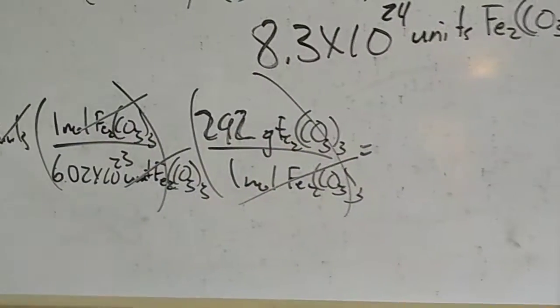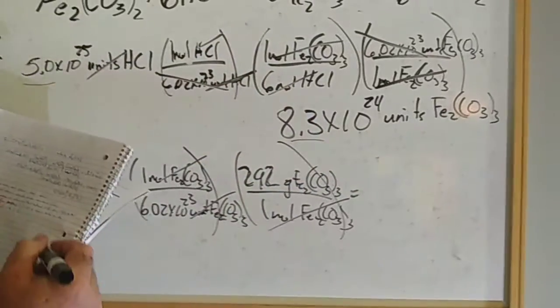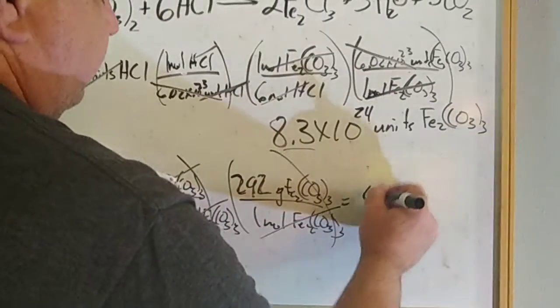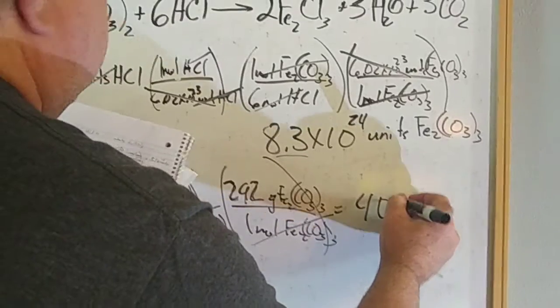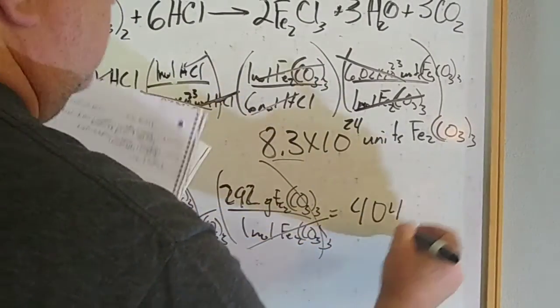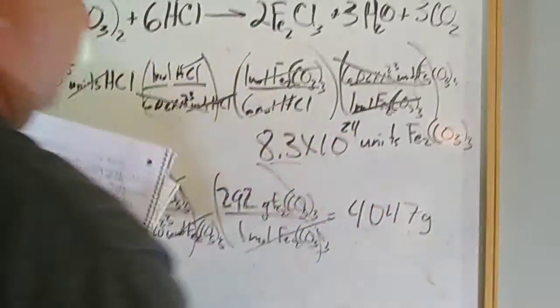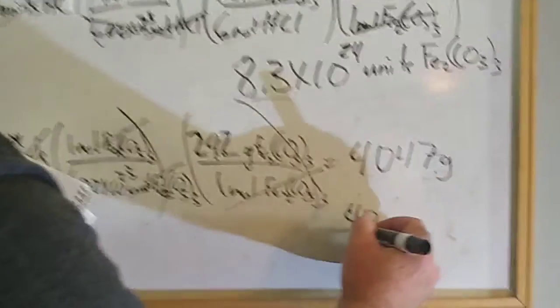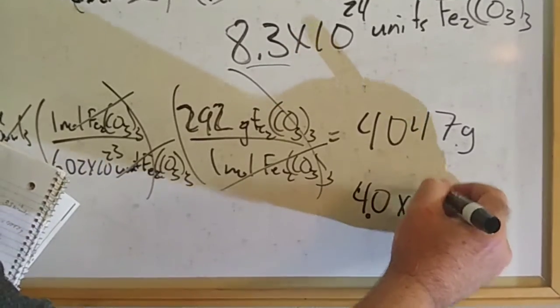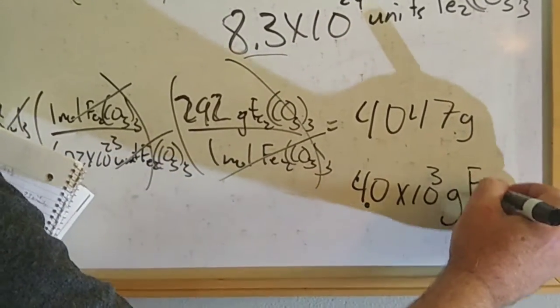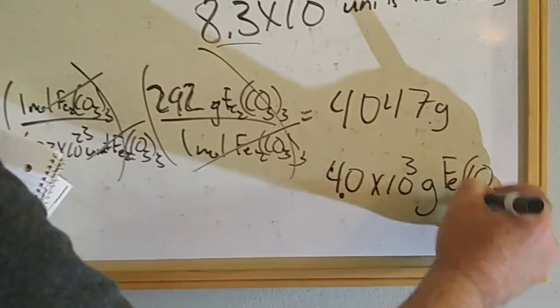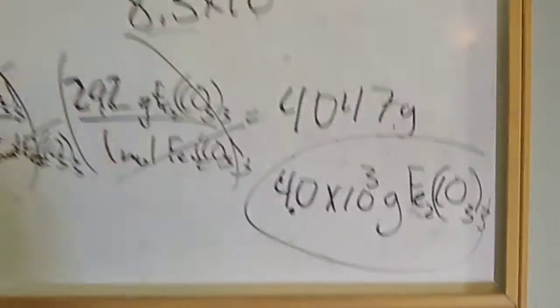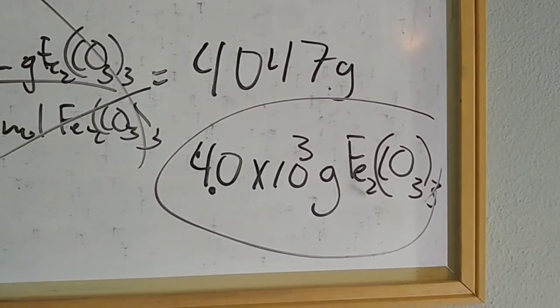I plug and chug, and you should come out with, I can only have 2 sig figs, 4,047 grams. I think, if I can read my own handwriting there. And this actually turns into 4.0 times 10 to the 3rd grams of Fe2CO3. Bingo. And that's number 3.